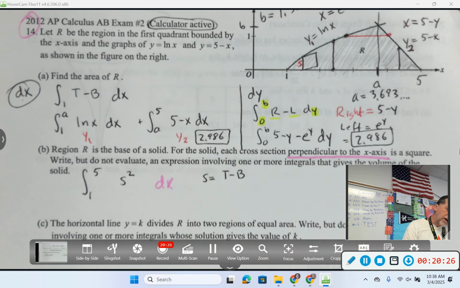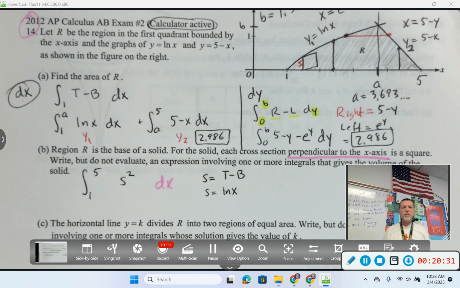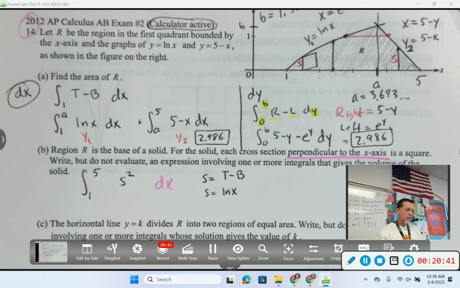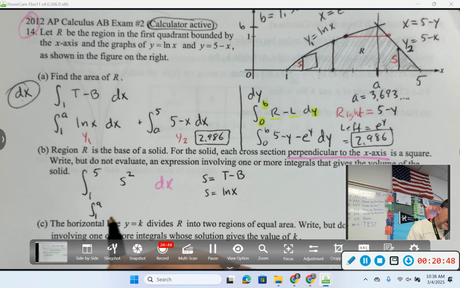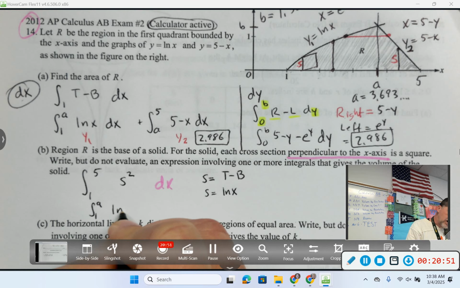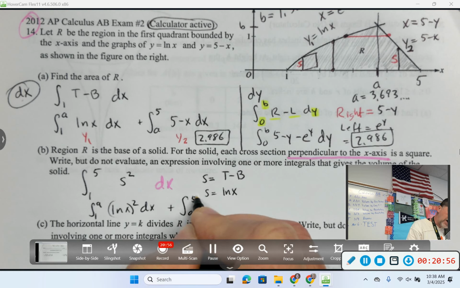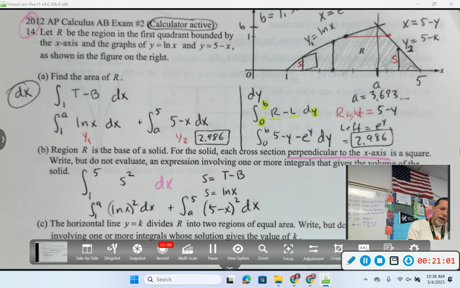S is top minus bottom. So natural log of x minus 0. But that's not always true, because what happens over here, it switches. So 1 to 5 isn't wrong, but that's a little misleading because I'm going to have to split this into two pieces and go 1 to a again. Natural log of x squared dx. And then a to 5 of the other one, 5 minus x squared dx.